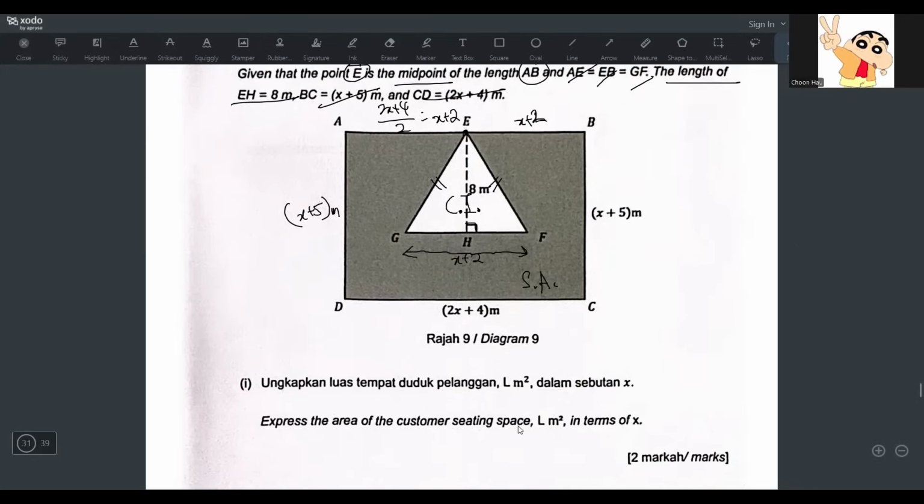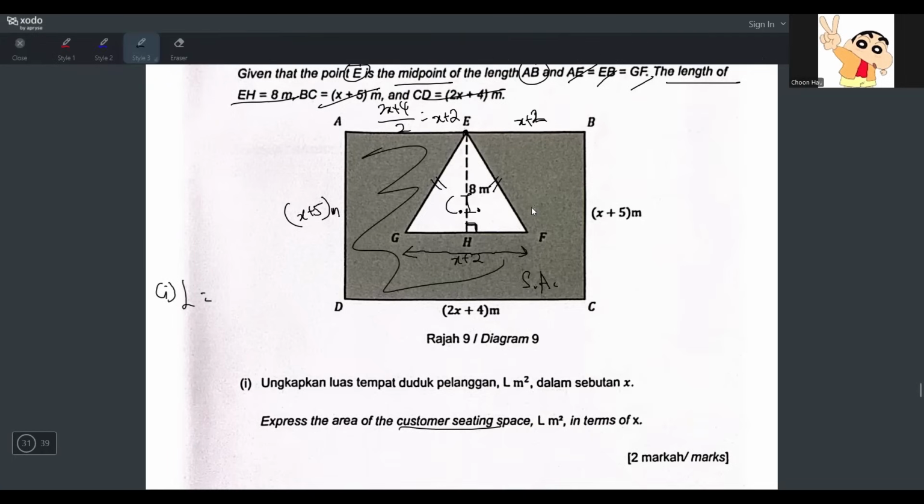Express the area of customer sitting space, L meter square, in terms of x. So they want you to use L to represent the customer sitting area, which is the shaded region. So L represents the area of the shaded region, but they want you to write L in terms of x. So we are basically finding the area of the shaded region. To find it, you take the area of the rectangle minus the area of the triangle. So how to find the area of the rectangle? 2x plus 5 times x. Oh my god, 2x plus 4. Because for the rectangle area, you take length times width, the base times height, so times x plus 5.